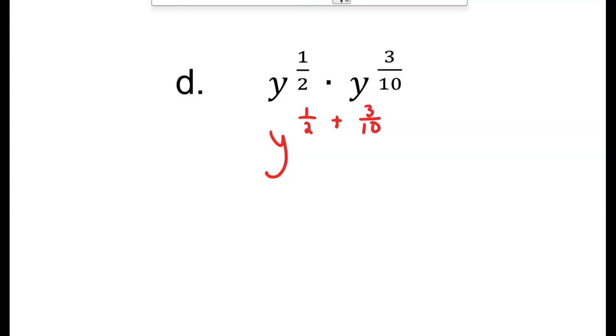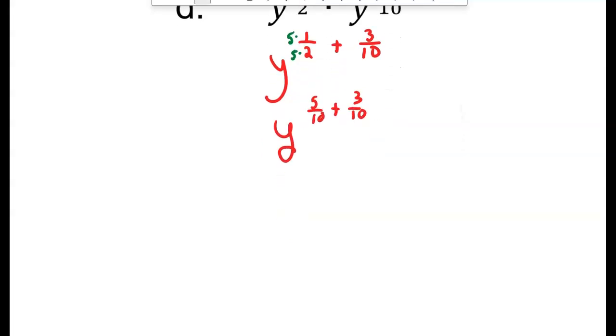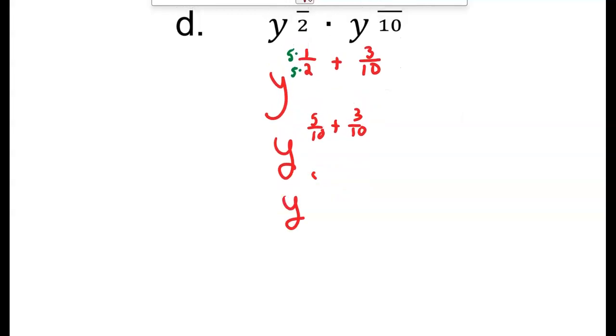Oh no. They're fractions. See why we reviewed fractions before we did this stuff. Guys, how do I add fractions? You have to have a common denominator. So that's going to give me 5. That has to be 5. So that now becomes our y raised to the 5/10 plus 3/10, which reduces down to 8/10. Can we simplify that?